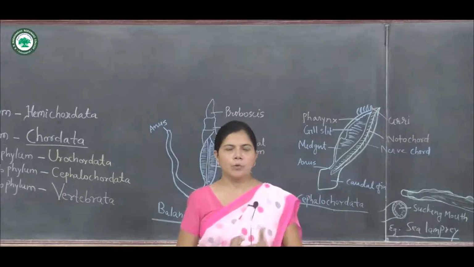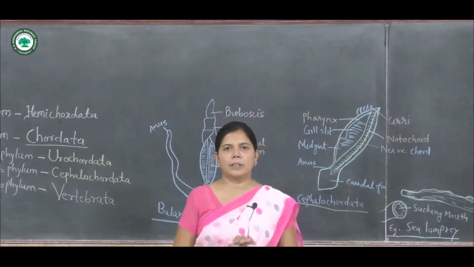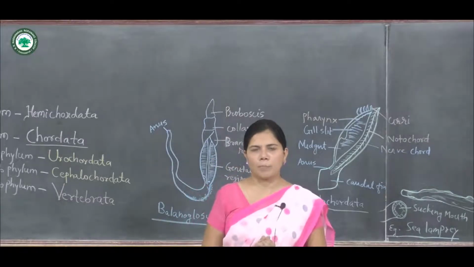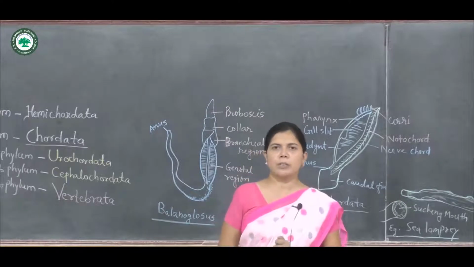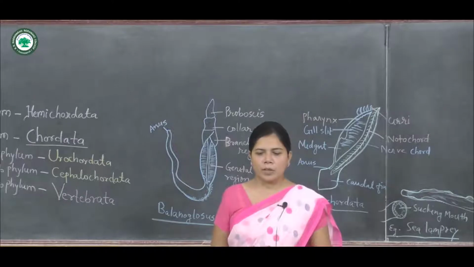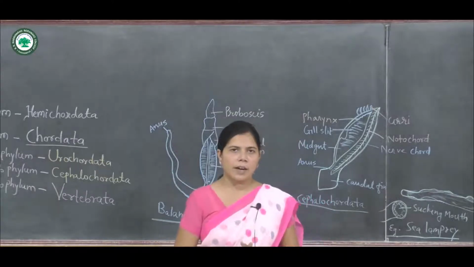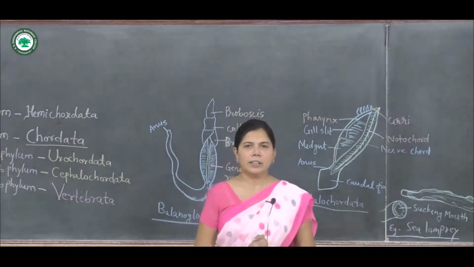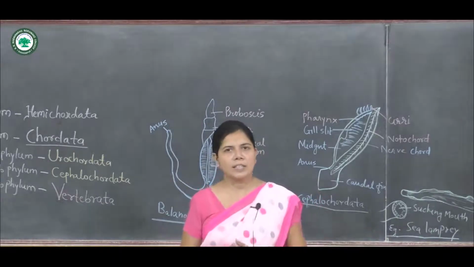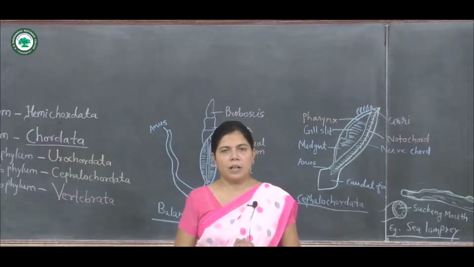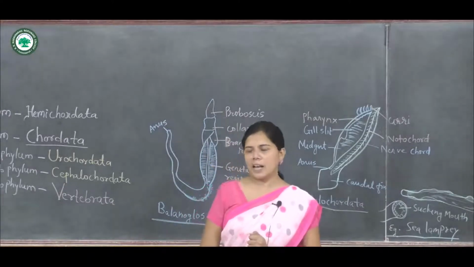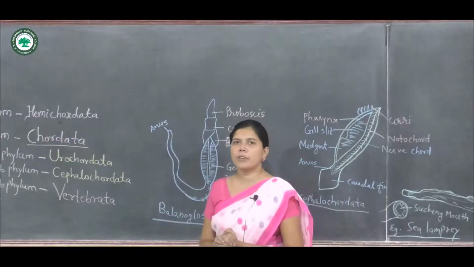Now we move on to our next topic, that is the phylum Hemichordata. Before we go on to our topic, we discussed Arthropoda, Mollusca, Echinodermata, Annelida. They are included in the non-chordates because the notochord is absent, and the Hemichordata is considered as a subphylum of chordates.